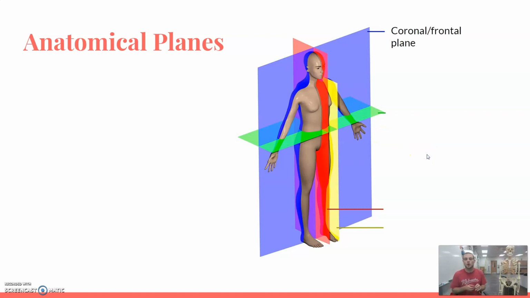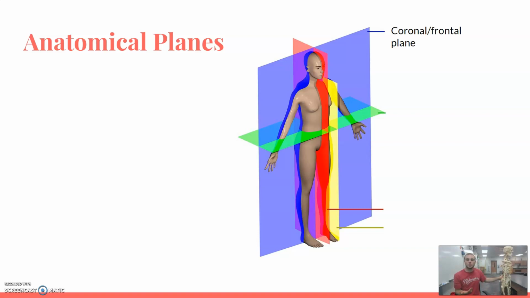First is the coronal, otherwise known as the frontal plane. Coronal is going to mean like head, so this is going to split the head, but that's a little bit of a misnomer. I like frontal better because it's going to divide the body into a front and back half, into an anterior and posterior part. You can see it on the blue plane there. If I was to do a frontal plane on Bartholomew, it would split him down here.